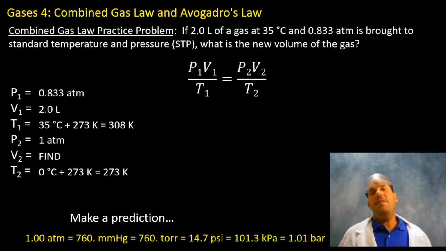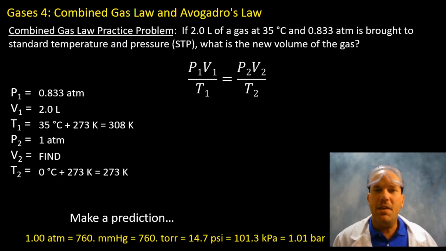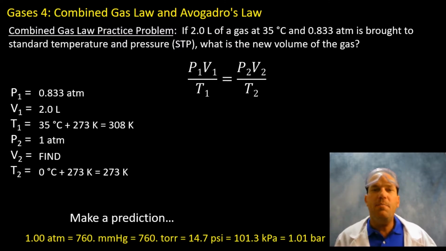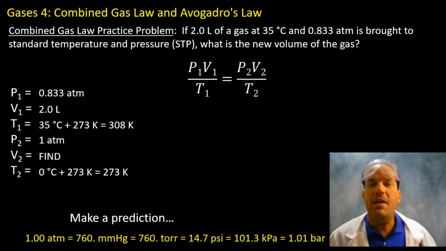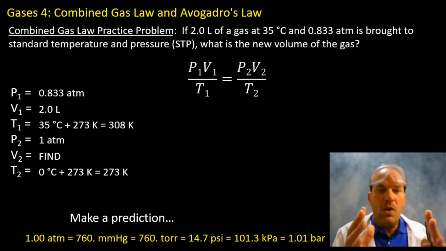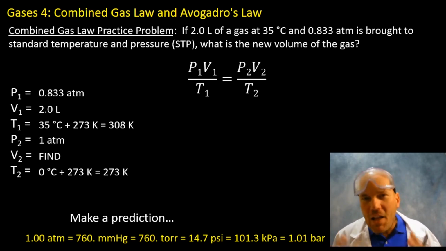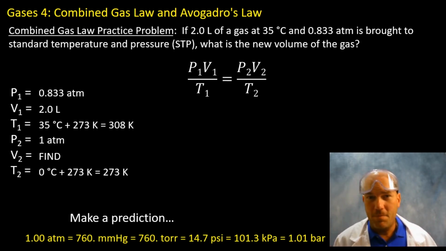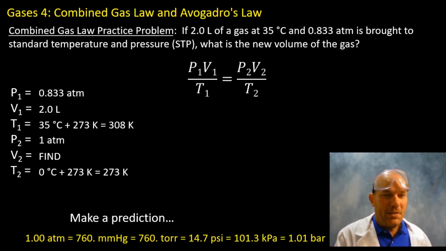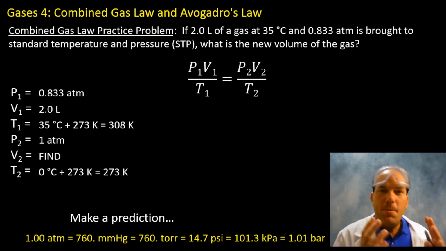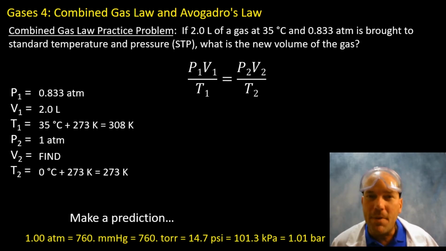So we have a gas initially at 308 Kelvin, but it is brought to standard temperature, which is 273 Kelvin. So the temperature has gone down. Well, when the temperature goes down, the volume goes down. All right? Those are directly proportional. Let's look at what else happens here. We have an initial pressure of 0.833 atmospheres.